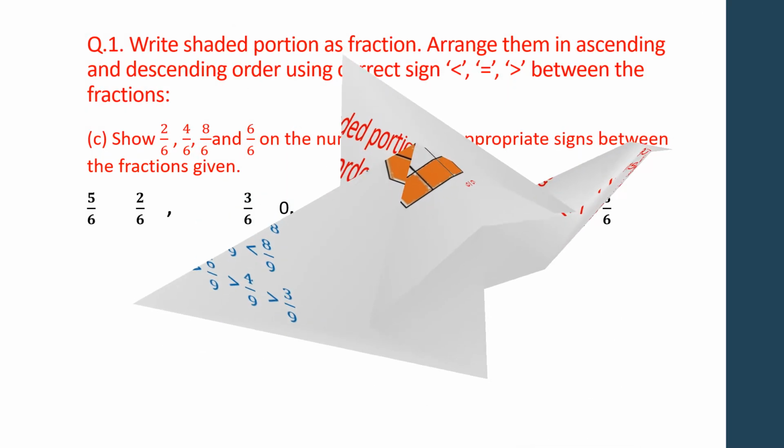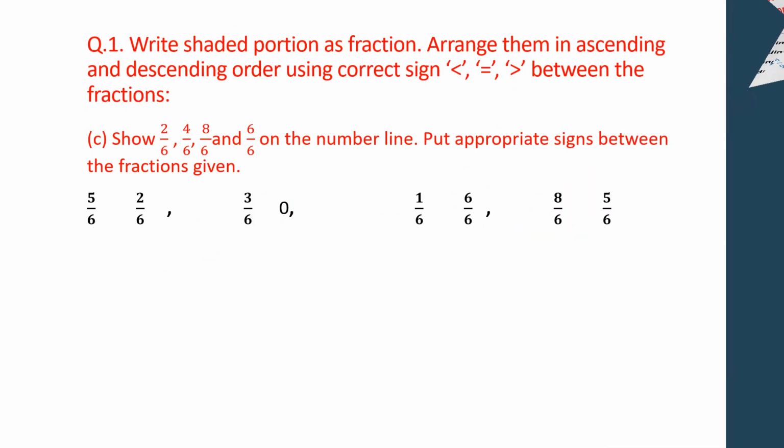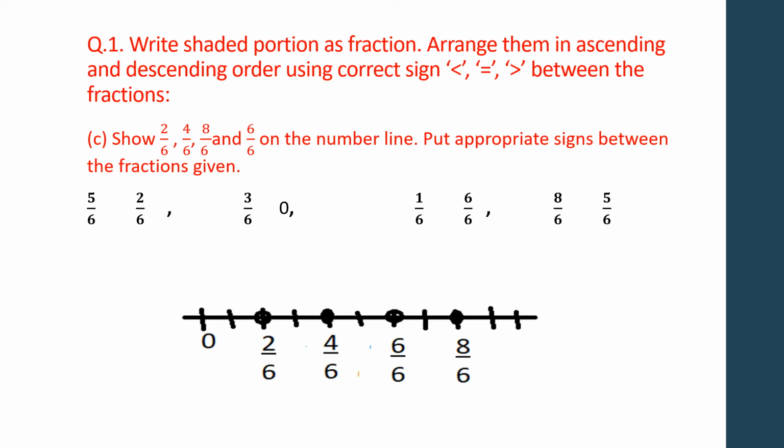Question C. Show 2 by 6, 4 by 6, 8 by 6 and 6 by 6 on the number line. Put appropriate signs between the fractions given. We have four sets of fractions given here, and before that we are going to show them on number line here. Here 6 by 6 means 1. The 0 to 1 we have divided into 6 equal parts, and now we have started showing them.